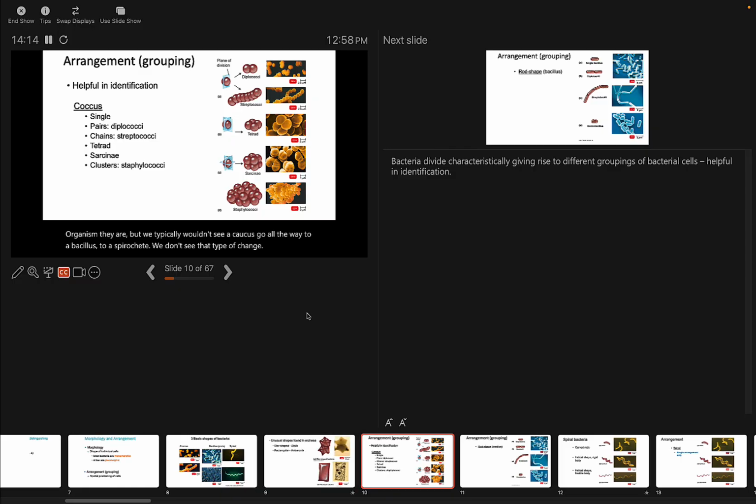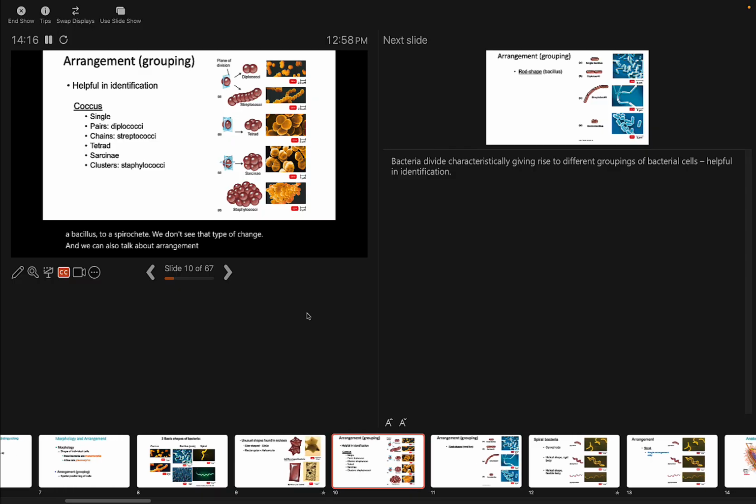And we can also talk about arrangement. Sometimes, in medical microbiology, people will ask questions like, well, we know that Staphylococcus grows in these grape-like clusters. So if I'm looking at a microscope and I've done a good gram stain, you trust your gram stain, I know that this is a gram-positive, coccus-shaped organism and I see it in clusters. Why can I not definitively say that this is Staphylococcus under the microscope?